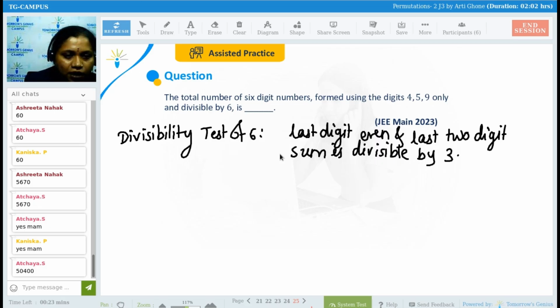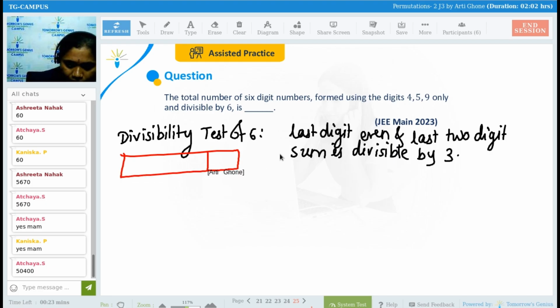So if you see, what is the last digit? 4 will be the only last digit, no? No matter what the number is, 4 will be the last digit. So the 4 has already fixed its position. Clear? Okay. So in this scenario, we are left with how many digits? 1, 2, 3, 4, 5, 6. In that, I've taken 4 at the last place.